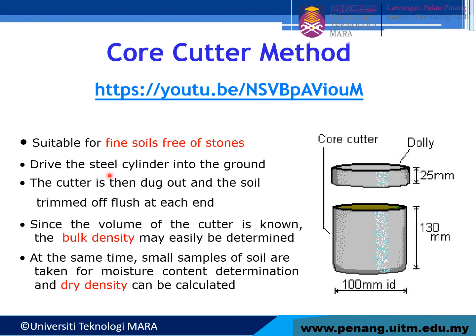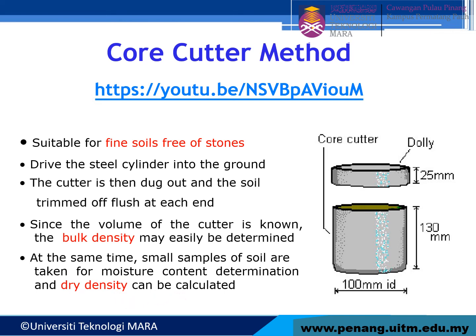So what we do is drive the steel cylinder into the ground. The cutter is then dug out and the soil trimmed off flush at each end. Since the volume of the cutter is known, the bulk density may be determined. At the same time, a small sample of soil is taken for moisture content to determine the dry density.